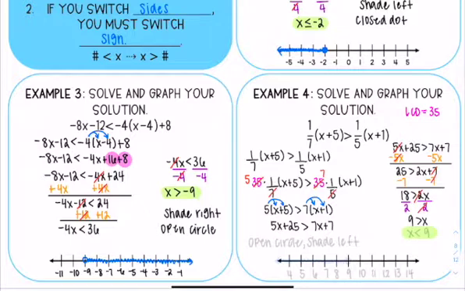But remember, if we want to write it the other way, if we flip the sides, we have to flip the sign. So this is going to become x is now less than 9. And so we're going to have an open circle again. And we are going to shade to the left. So let's go ahead and write our numbers down. So open circle on 9. And we're shading to the left.